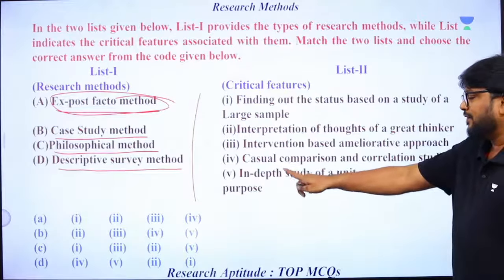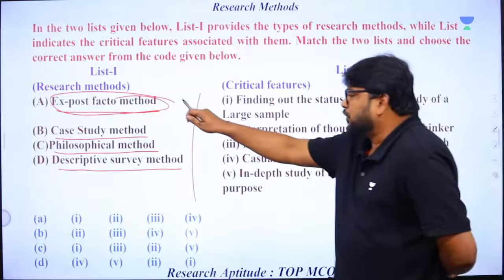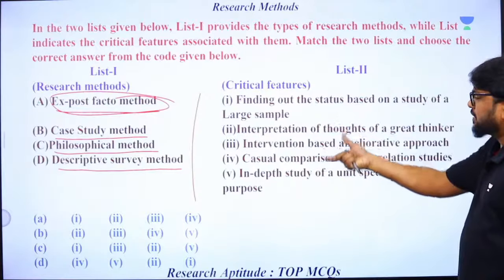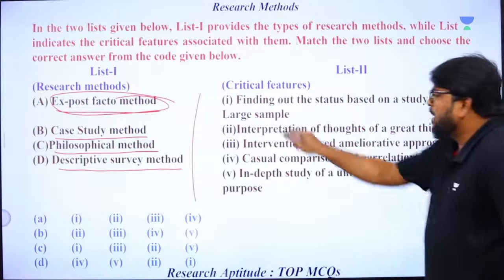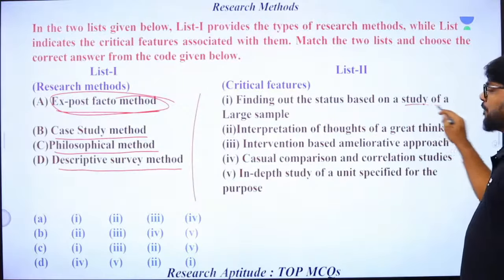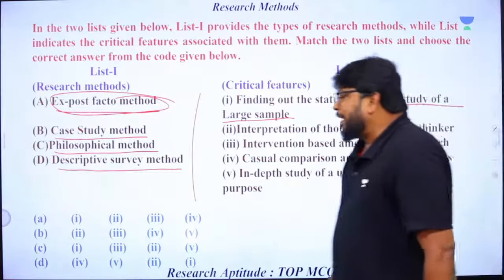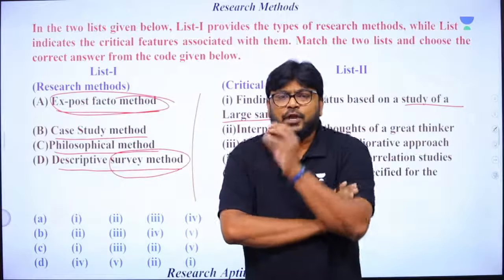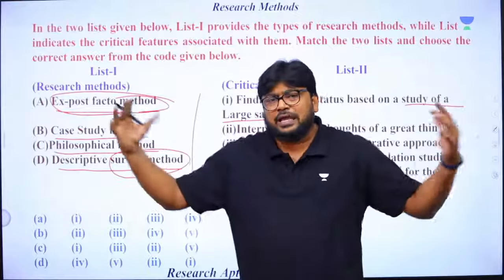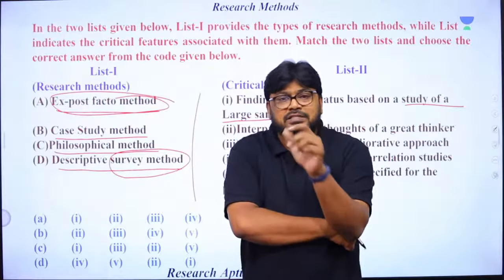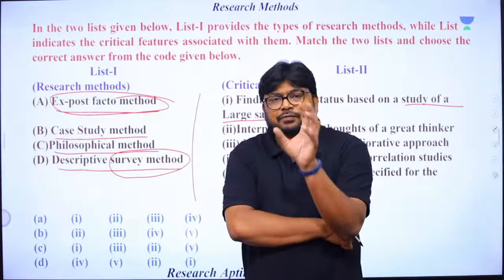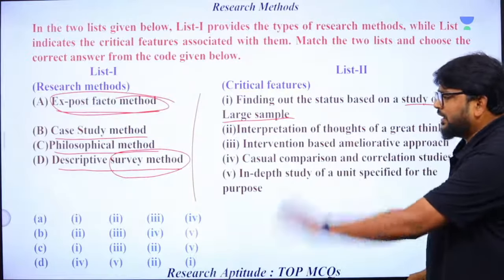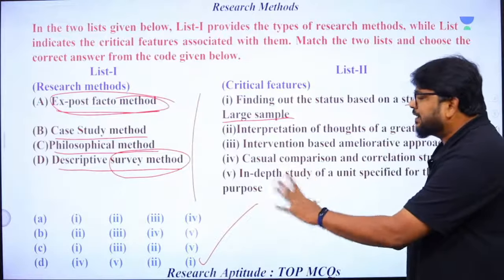Keeping this in mind, we are going with the most important concept, my dear friends. So: ex post facto research, case study method, philosophical research, descriptive survey method. On the other side, you can go with the various concepts associated with those methods. One among that is finding out the status based on a study of a large sample. While going for a survey, let us assume you are going for a census survey, calculating the population of our country. Are you taking a very small sample or a huge sample? When the government is conducting a survey, it will organize that survey by taking the views of large numbers of people. So survey method is directly linked with large sample. By this point, it is very clear that this is the answer for this question, without any doubt in your mind.